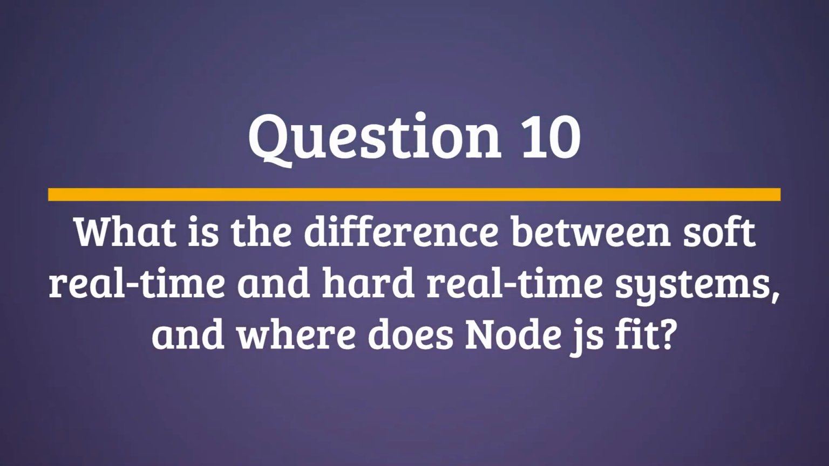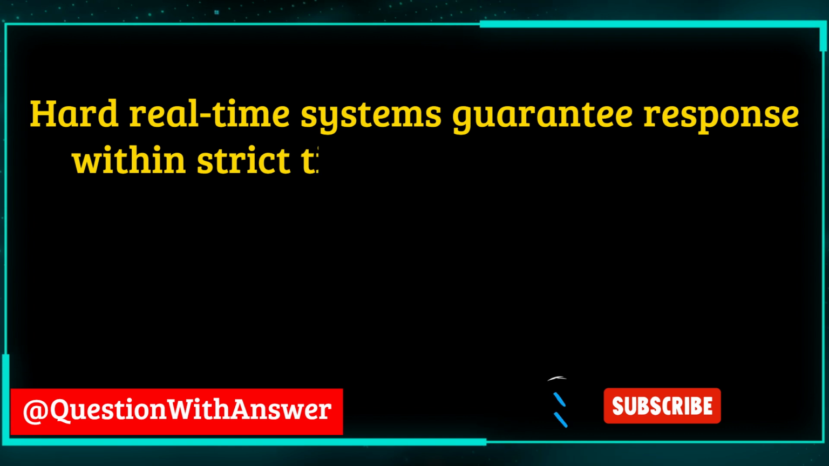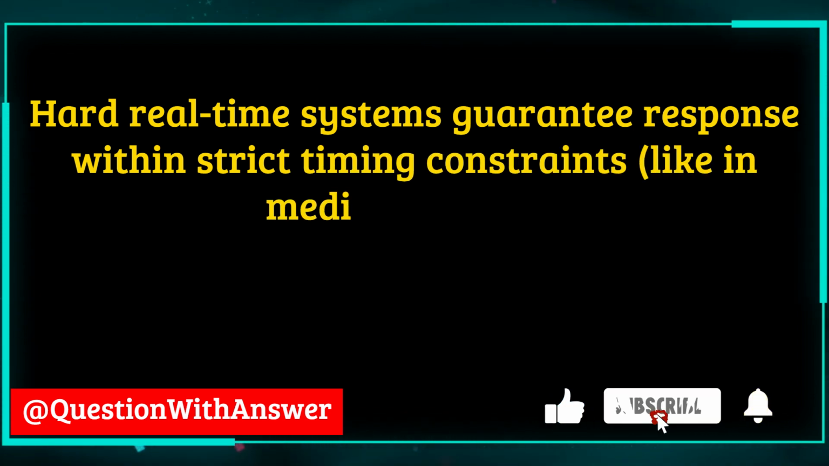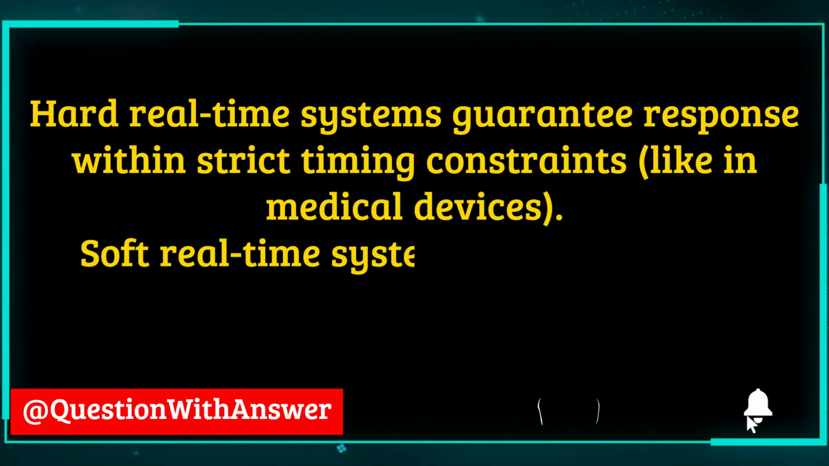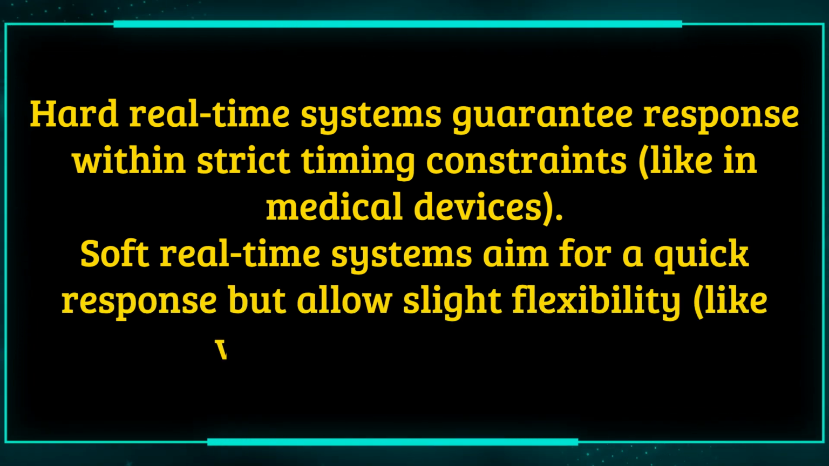Question 10. What is the difference between soft real-time and hard real-time systems, and where does Node.js fit? Answer. Hard real-time systems guarantee response within strict timing constraints, like in medical devices. Soft real-time systems aim for a quick response but allow slight flexibility, like video streaming apps.